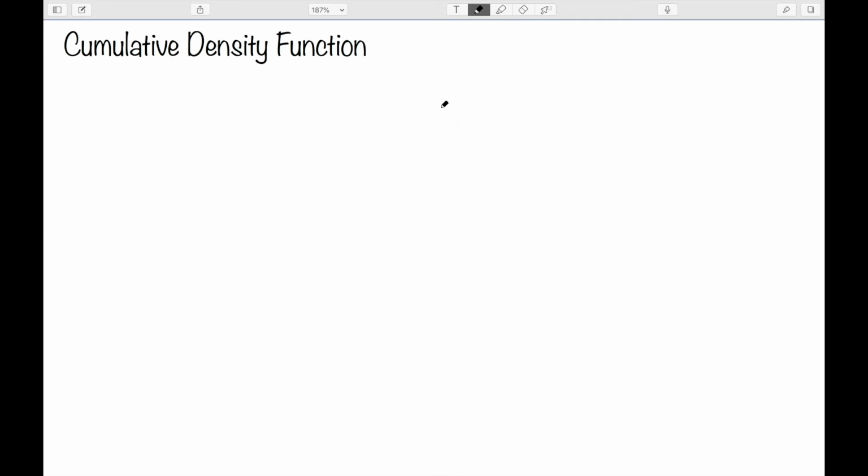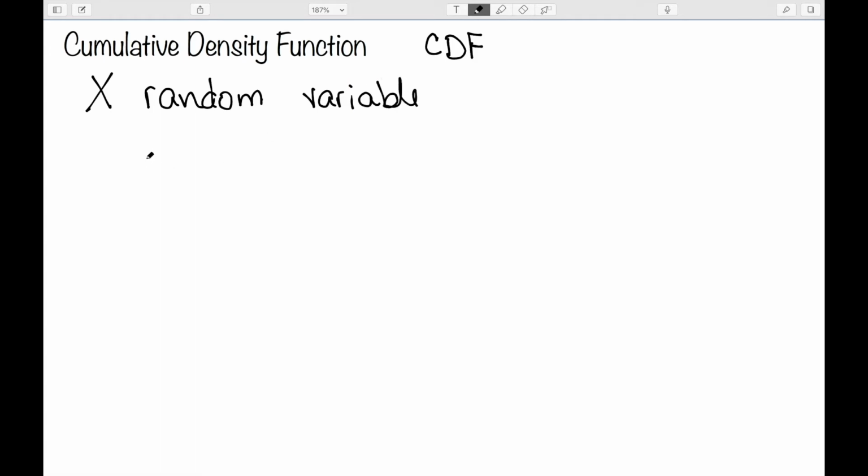In this video, I want to talk about the cumulative density function, abbreviated by CDF. I'm going to let capital X be my particular random variable that I'm considering. The cumulative density function gives the probability of events of the form capital X less than or equal to little x, for all numbers little x. So the idea is it tells you what proportion of things came before.